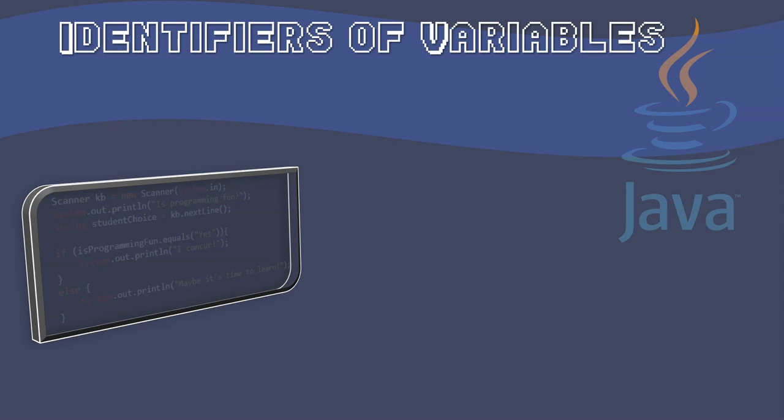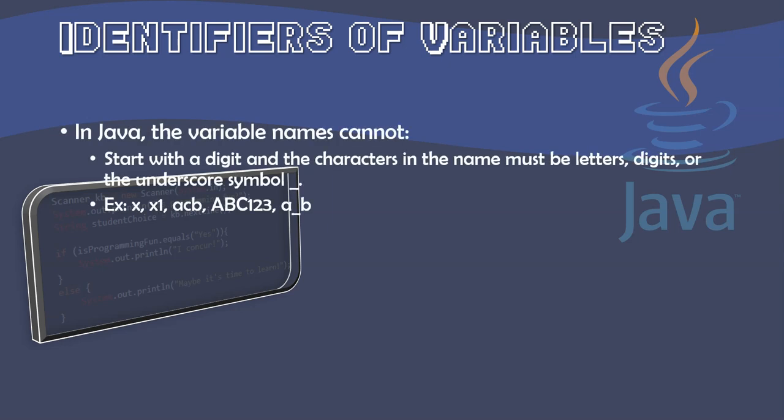Now, when we actually start getting into our variables, we have to have identifiers for these. And the identifiers are simply a fancy way of saying, what is the name? What are we calling this? So in Java, variable names cannot start with a digit, and the characters in the name must either be letters, digits, or an underscore symbol. We can't use things that are, for example, spaced out. So for example, here are some quick variable names: x, x1, abc, abc123, a_b.